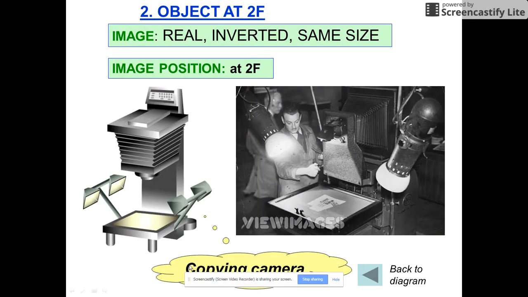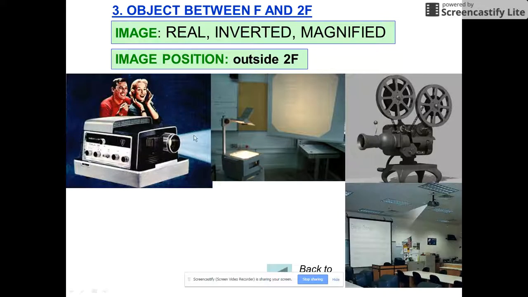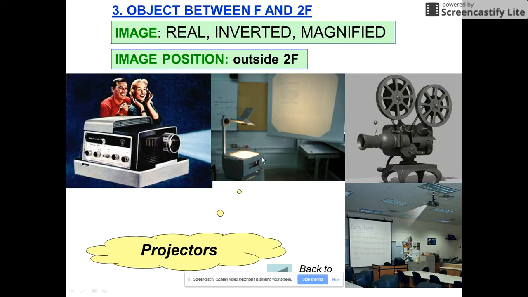We look at the second situation. This is a bit old school now, where we had the object at 2F and the image at 2F. This would be a copying camera. A little bit old school compared to Google Classroom, but hey. If we move it even closer, we've got a projector. These are pretty old school projectors, but this one's a bit newer here. So this is still applicable. This is when we're going to get a real, inverted and magnified image.